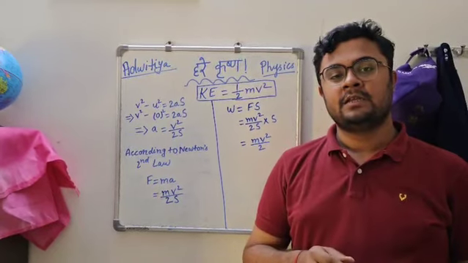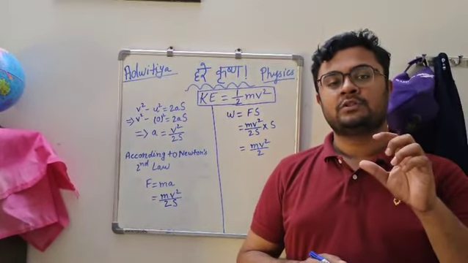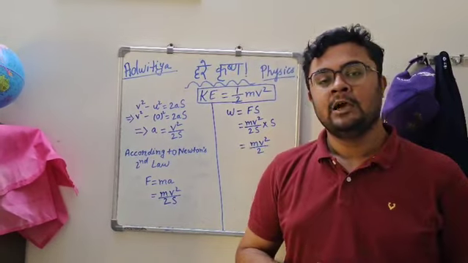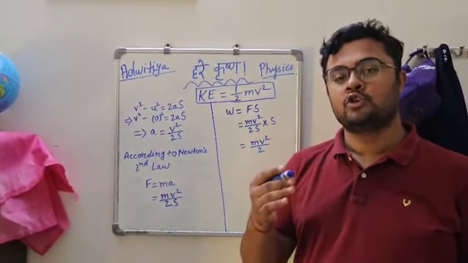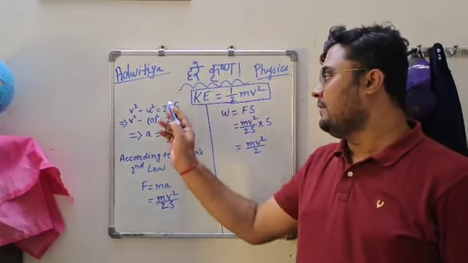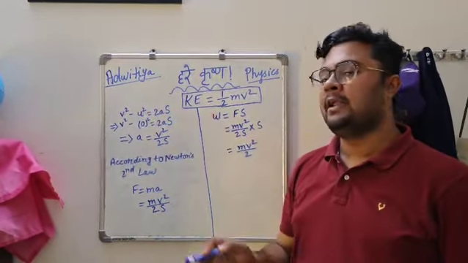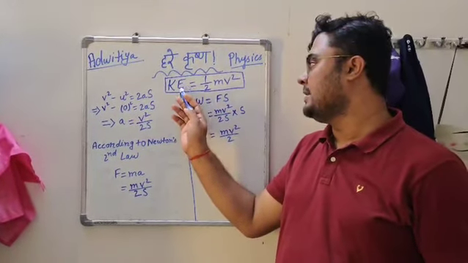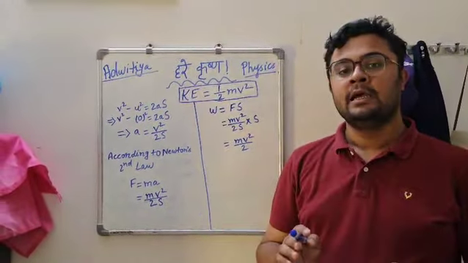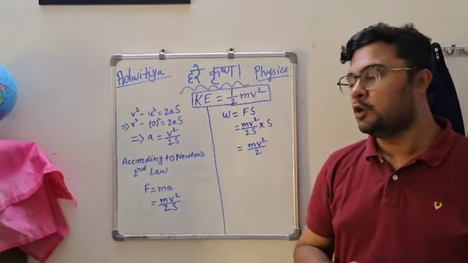Potential energy is possessed by a body at rest, whereas kinetic energy is possessed by a body in motion. So here we have this equation and we will derive it. How can we say that kinetic energy equals half mv square? That we will see in today's video.